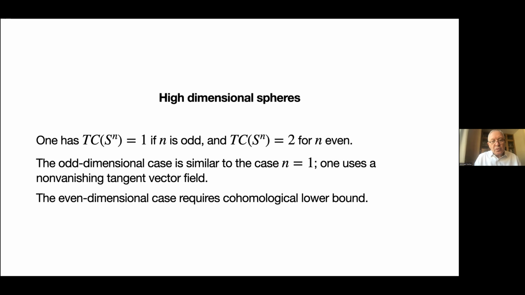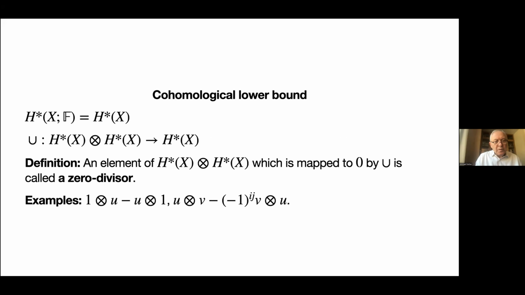However, it actually equals 2, and to show this, we need to use cohomology. And so now I just want to mention this cohomological lower bound for TC. So we know that cohomology has the structure of an algebra. There is a product. And we look at the tensor product of the cohomology algebra with itself.